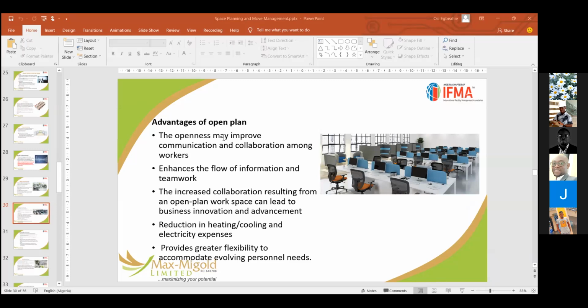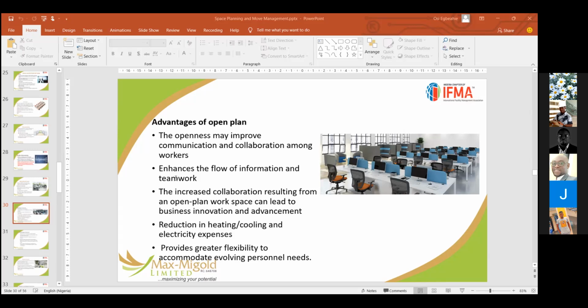Advantages of open plan. One, openness may improve communication, help collaboration, and enhance the flow of information and teamwork. The movement of information between staff is easier, because you don't need to go from one office to the other. Your colleague can just be on the other side, and you just send them the information they require. It increases collaboration, and results from an open plan workspace can lead to business innovation and advancement.